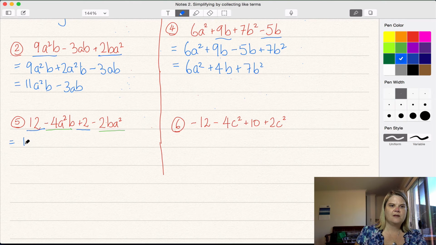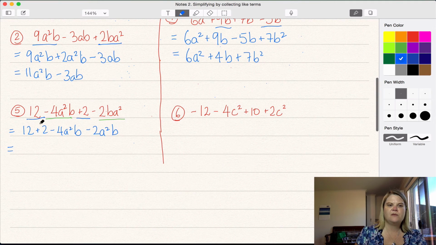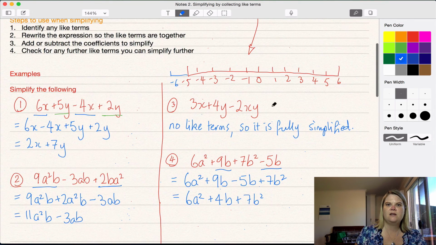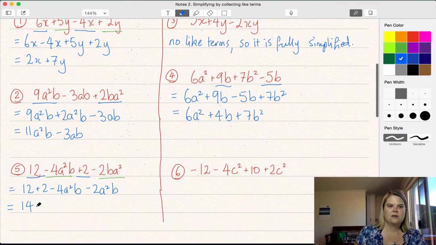Second step, write them out together. 12 plus 2 minus 4a squared b minus 2, and I'm going to rewrite this out properly, a squared b. Next step, simplify. 12 plus 2 is 14. Negative 4, take away 2. This is where the number line comes in handy. If you've got negative 4 here, we're going to take away, so we're going to the left. Negative 4, take away 2 is negative 6. Negative 6 a squared b.